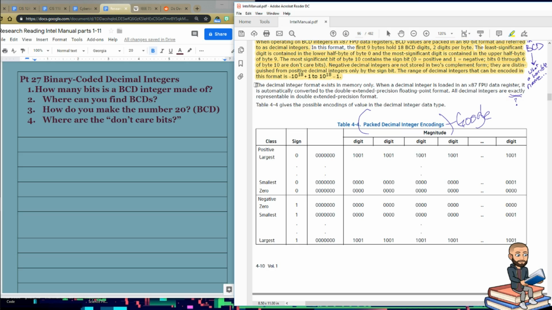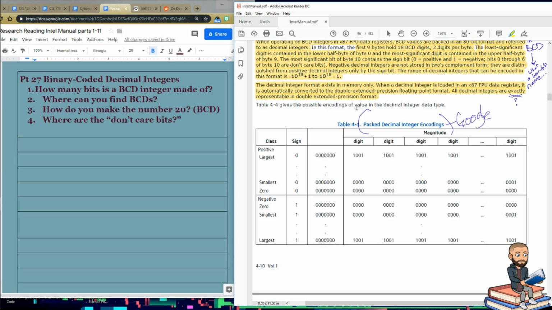Well, we're almost done here. It says that the decimal integer format exists in memory only, and when a decimal integer is loaded into an x87 FPU data register, it is automatically converted to the double extended precision floating point format. Everything goes back to normal when we're looking at floating points, it seems like. Well, all decimal integers are exactly representable in double extended precision format. Man, I cannot speak. But maybe that'll make it more memorable. That double extended precision format is like the golden spot for BCDs.